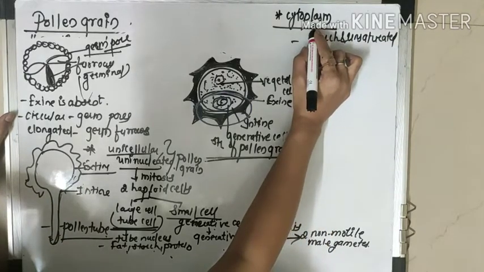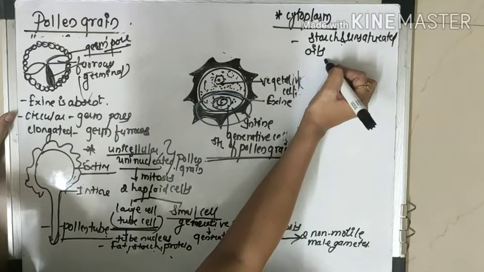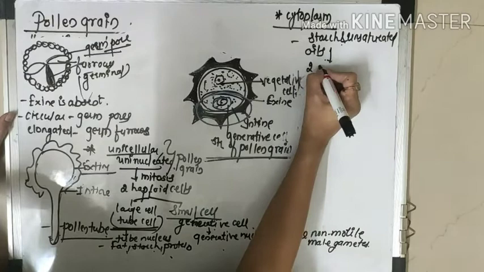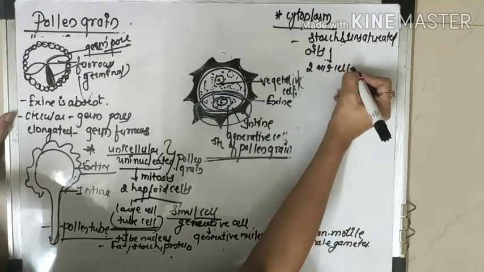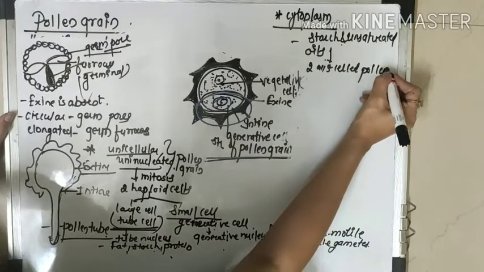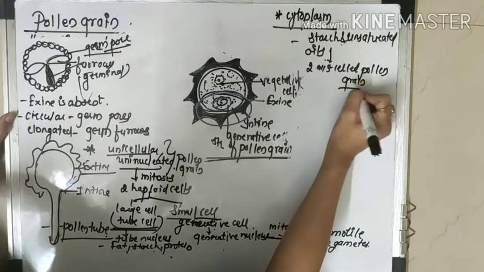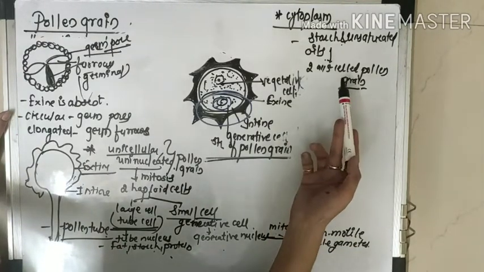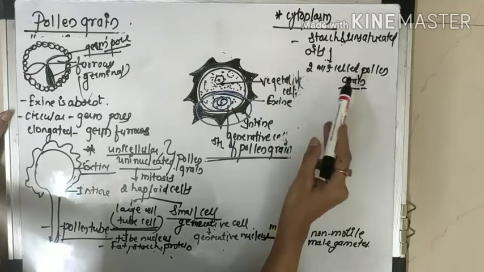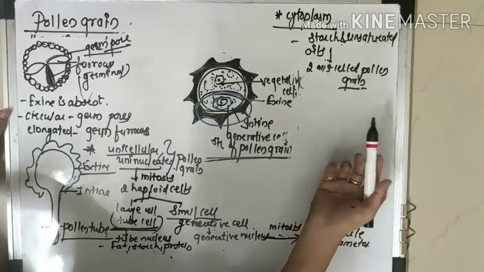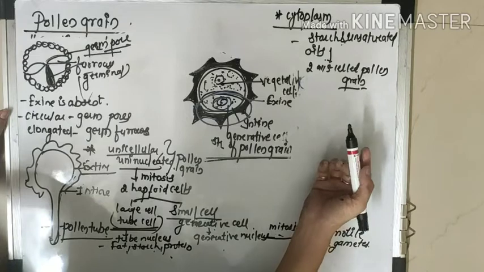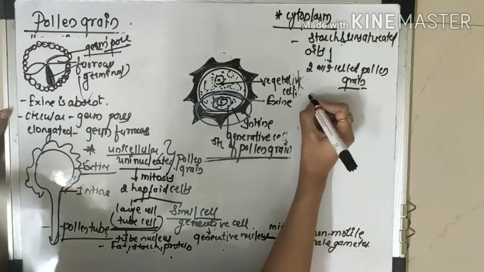The cytoplasm of the pollen grain is rich in starch as well as unsaturated fat. Initially they are uninucleated, but later the pollen grain becomes a two-celled or three-celled pollen grain. We already discussed this in microsporogenesis. Initially they are uninucleated, unicellular, but later on they are converted into two or three celled pollen grains.